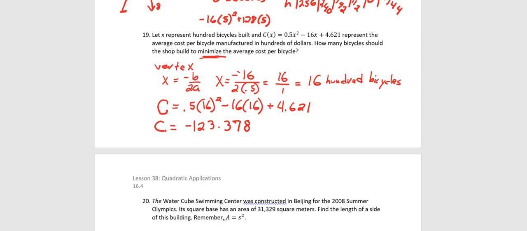That's right. Very good. So if they make 1,600 bicycles, they're going to be losing $123.38 per bicycle, which tells me I would not want to minimize things here. I'd instead want to look at my graph and a picture and try to figure out what's going to give me the best situation. Try a different product, right? Different parts.